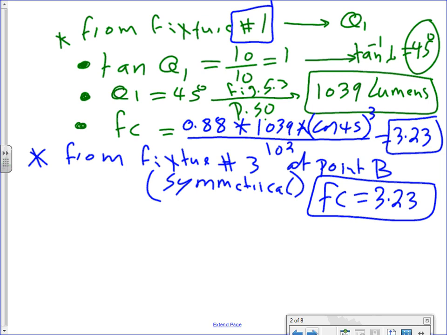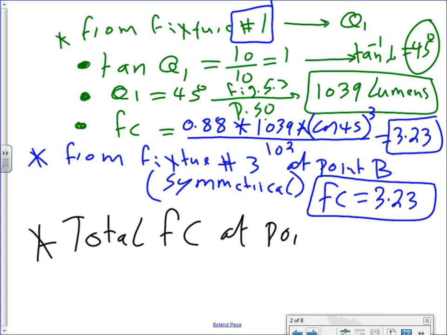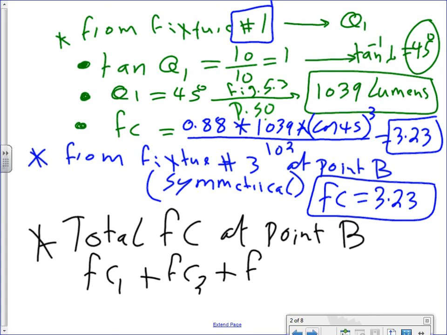Okay. So from fixture 3 at point B is 3.2. Then the last thing you need to do is the total foot candle at point B. So here's what you're going to do. I'm going to take foot candle 1 plus foot candle 2 plus foot candle 3. This will equal the total foot candle.